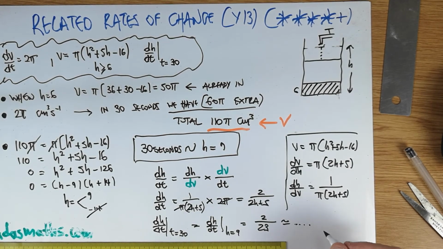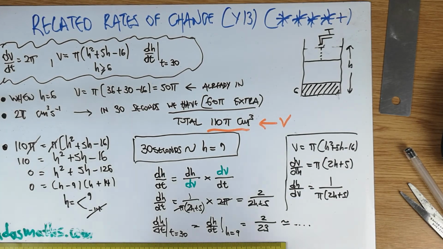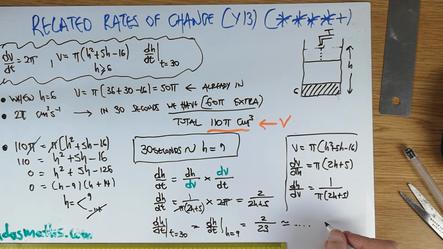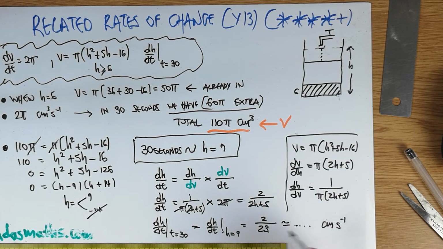The units for something like this are not required, but the units do help understand the problem. It's units of a height, which, of course, we're in centimeters cubed for the volume, so it's going to be centimeters for length divided by units of time. So 2 over 23 centimeters per second. I hope you followed this.